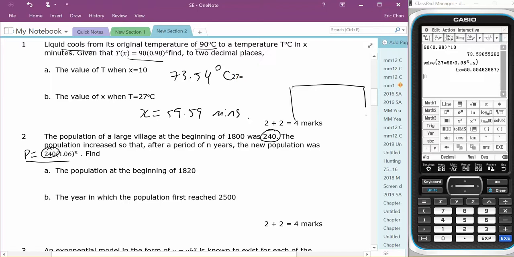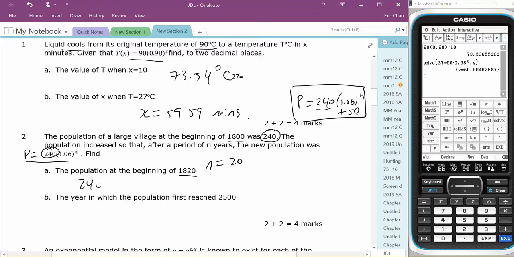When is that not the case? If I have P equals 240 by 1.06 to the power n, and I've got plus 50, then your initial population won't be 240 only, it'll be 240 plus 50. But in this case, because we don't have plus anything, or up-down translation, it's going to be 240. So find the population at the beginning of 1820. Remember, our equation starts at 1800, so 1820 means n equals 20 years. So 20 years have passed, basically.